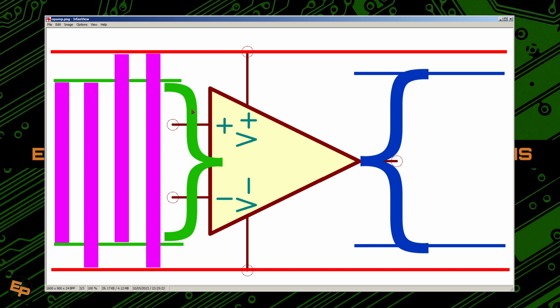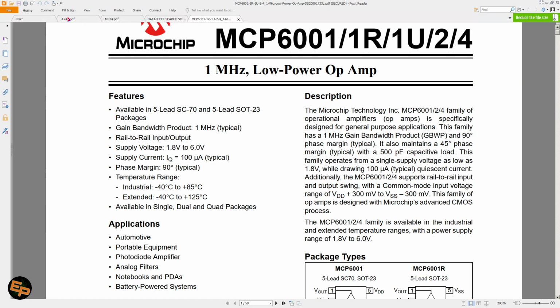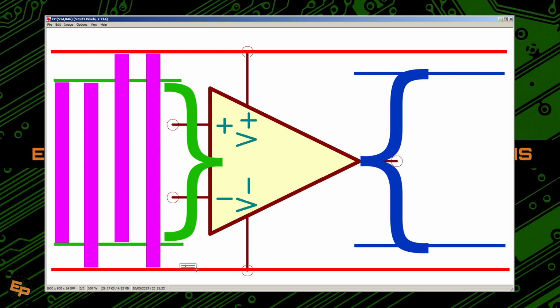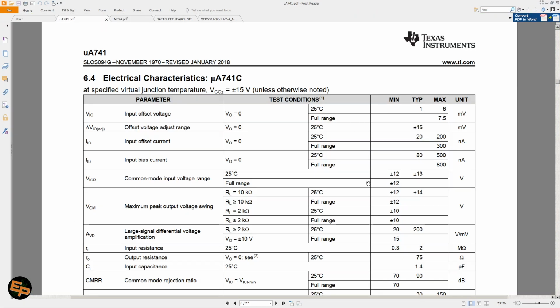So in other words, the voltages on the inputs must never go below a certain threshold or above a certain positive threshold. A good example of this would be the very old Micro A741 op-amp, which in the data sheets has something called common mode input voltage range. We see that for plus minus 15 volts, so if this is minus 15 and this is plus 15, then this input voltage range is typically plus minus 13 volts.